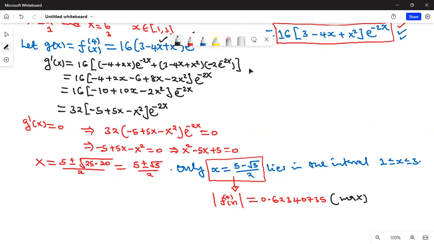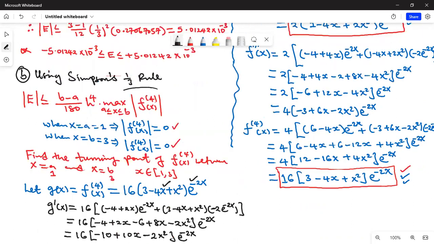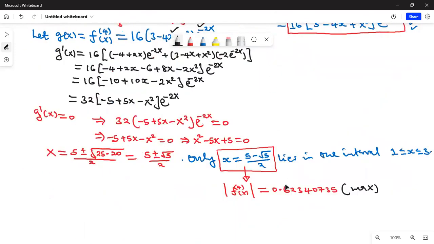So when I go back to my absolute error formula, where we have this maximum value, I'm going to replace it by 0.6234 0735. So the value here is 0.6234 0735. You know h, you know b, you know a. So let's replace those values now and see how to find the error.